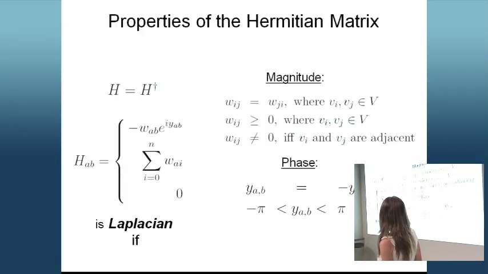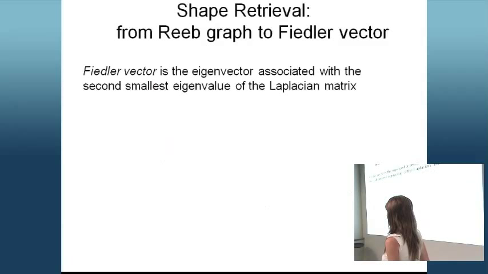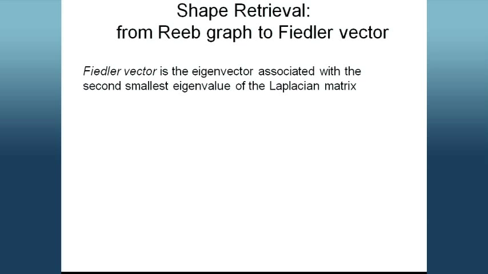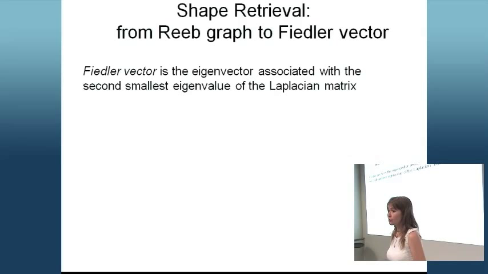So if we can satisfy this property, then we can use the Laplacian matrix and some of its useful properties for our descriptor. And particularly, we are interested in the Fiedler vector of the Laplacian, which is the eigenvector associated with the second smallest eigenvalue of the Laplacian, and it's known for its useful properties and applications in fields like graph clustering or vertex ordering.